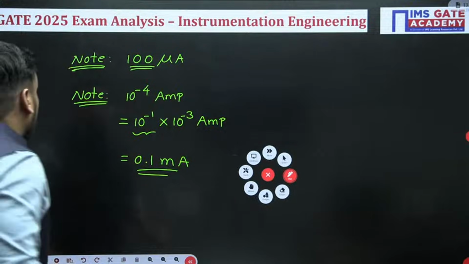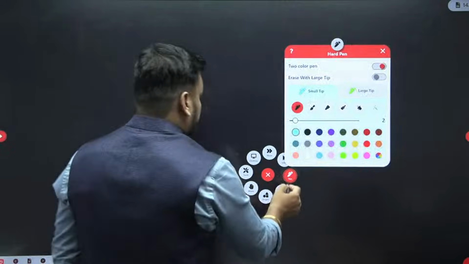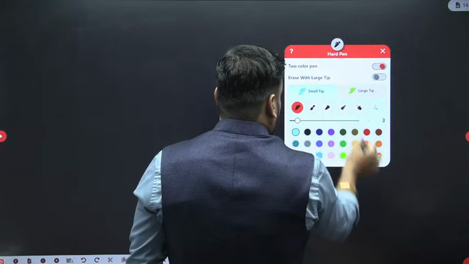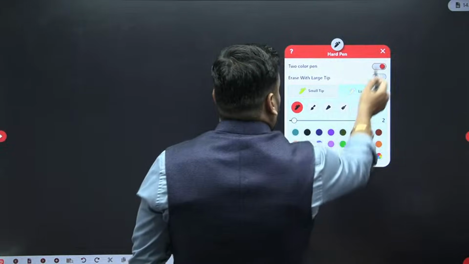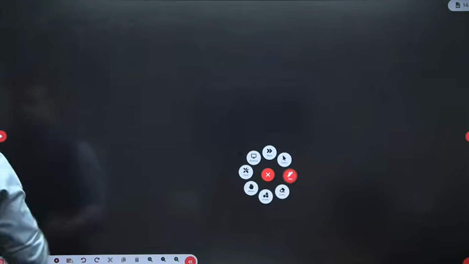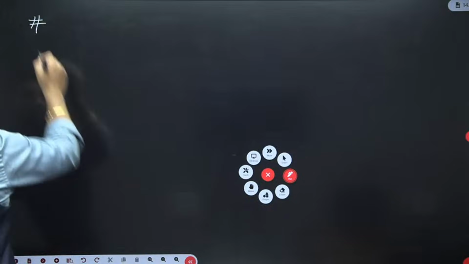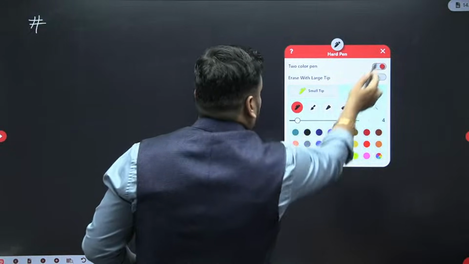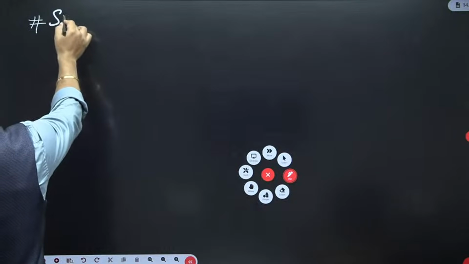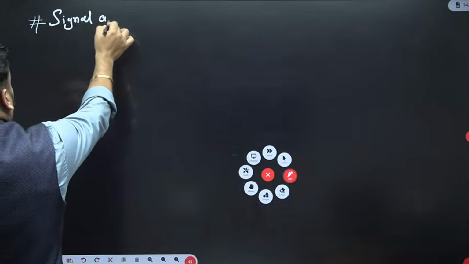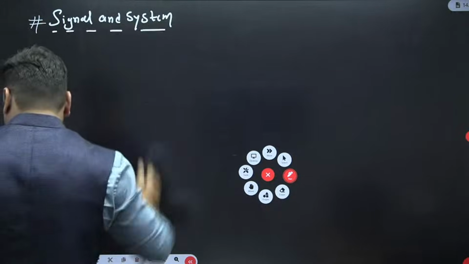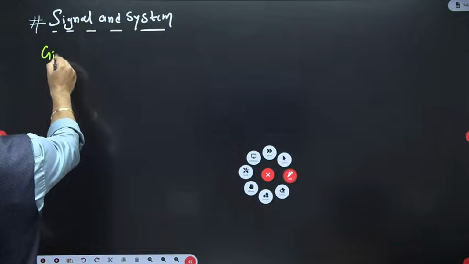Let's go, guys. So now let me take different colors. The question is from Signals and Systems, and it is a 2 marks question. I think you can just confirm the data. So what is the given data, guys?